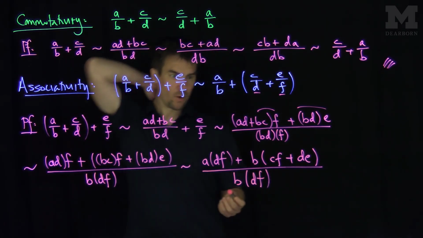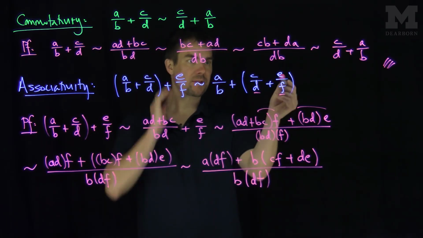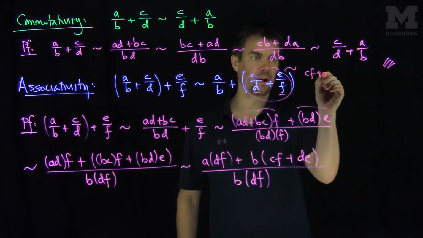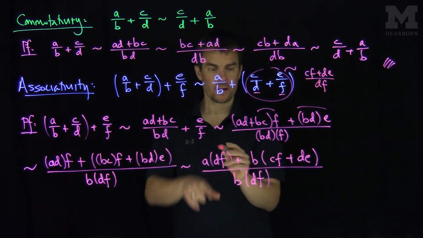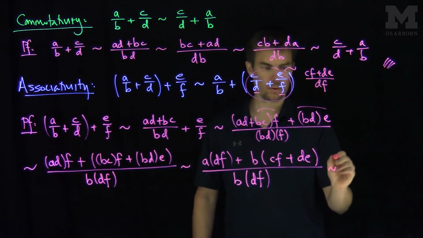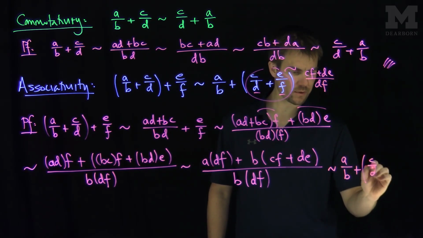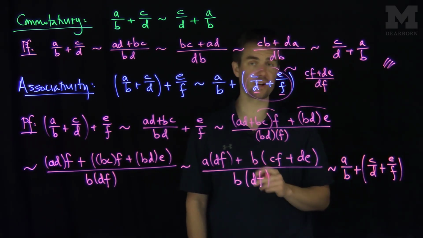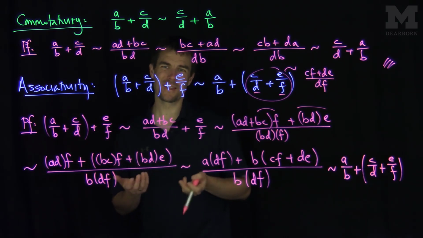And now if we look carefully, what do we see over here? We're really adding the fraction A over B plus this expression over here, which is equivalent to CF plus DE over DF. And that's exactly what we see over here. So this is exactly equivalent to A over B plus C over D plus E over F, and that shows that addition on the positive fractions is associative and commutative. Thank you very much.